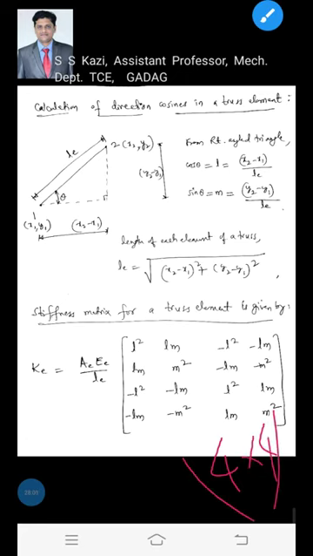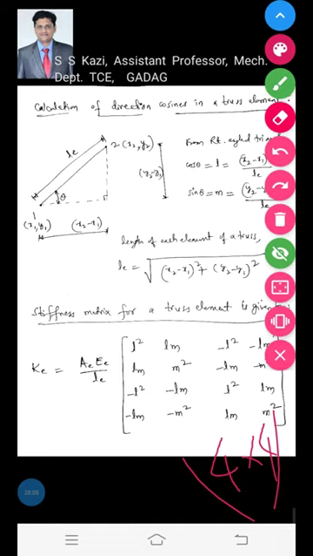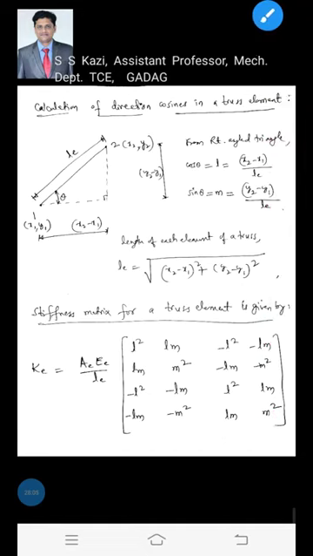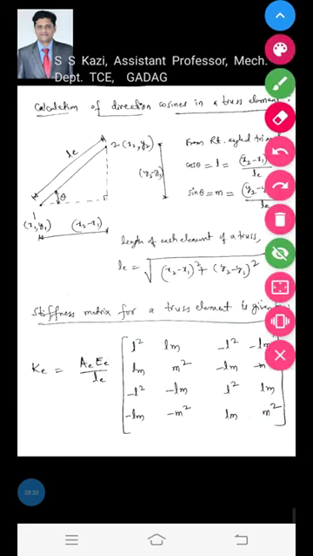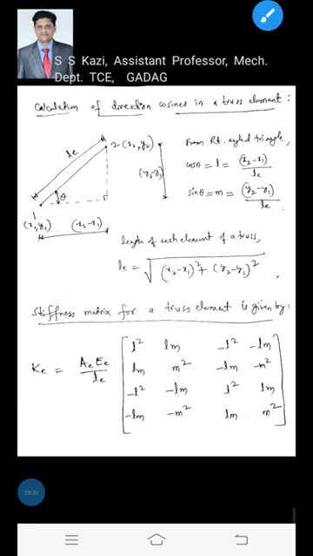This is one of the properties of the stiffness matrix. But in the case of problems on different cross-section bars, each node is permitted to displace only in the x direction. Hence at each node only one unknown, and two nodes give two unknowns, so we used a 2 cross 2 stiffness matrix. But in the stiffness matrix of a truss element, the order should be 4 cross 4, because at each node there are two unknowns and there are two nodes, giving 4 unknowns. This is the difference between the bar element and the truss element.